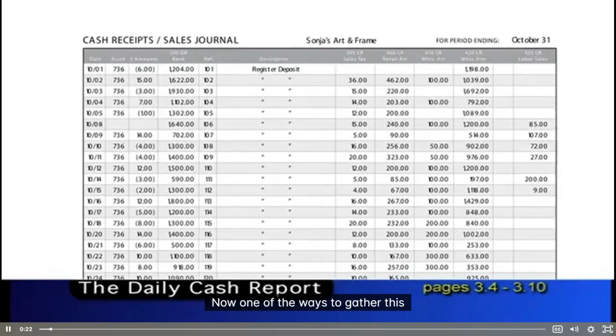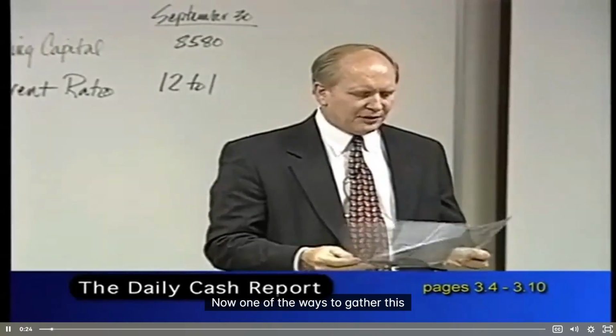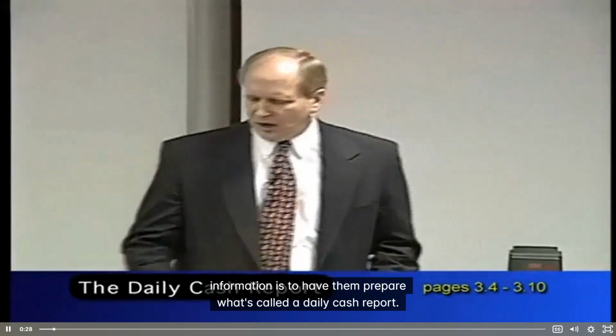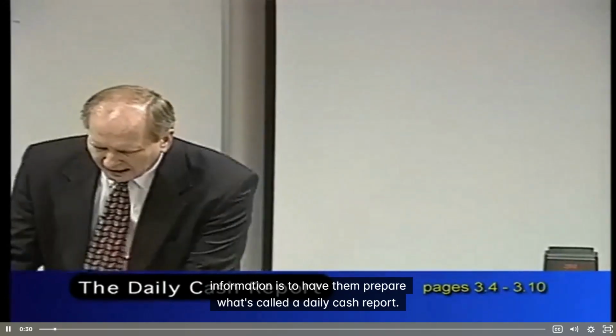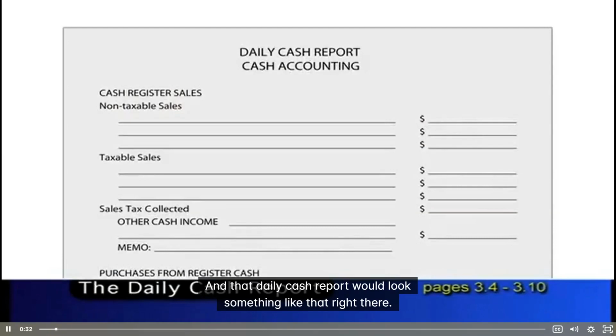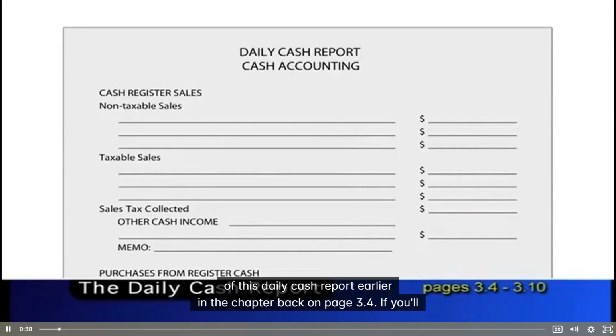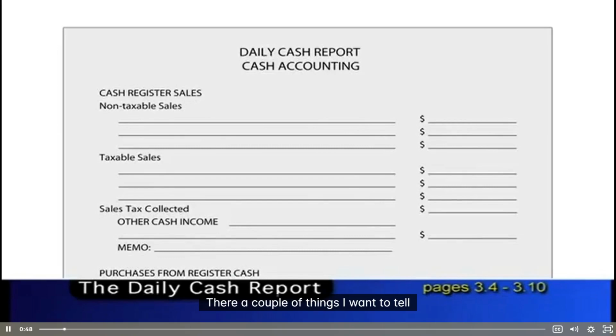Now, one of the ways to gather this information is to have them prepare what's called a daily cash report. And that daily cash report would look something like that right there. And there's actually a representation of this daily cash report earlier in the chapter, back on page 3.4. If you'll turn to that page, you'll be able to see this same document there.